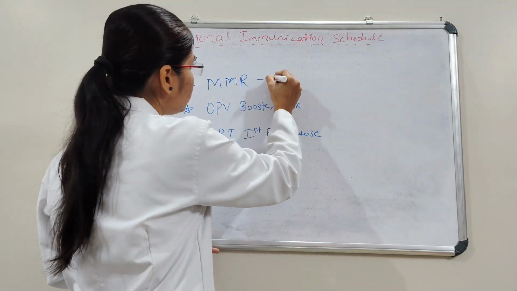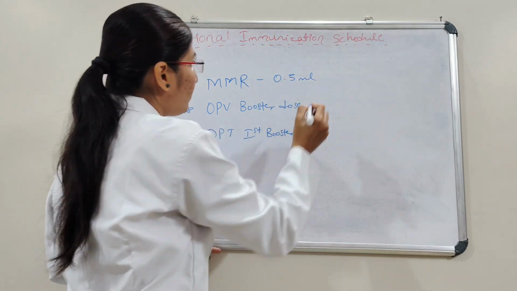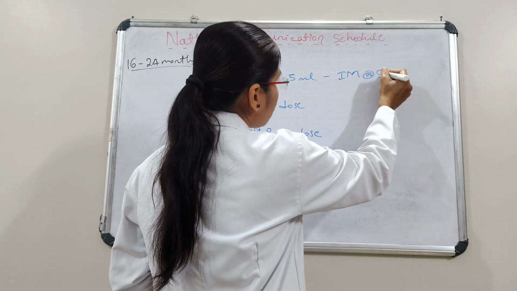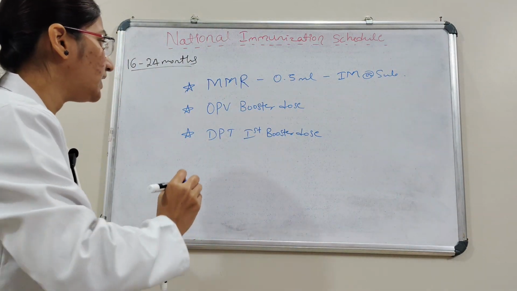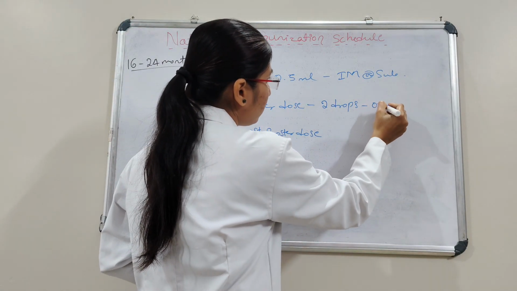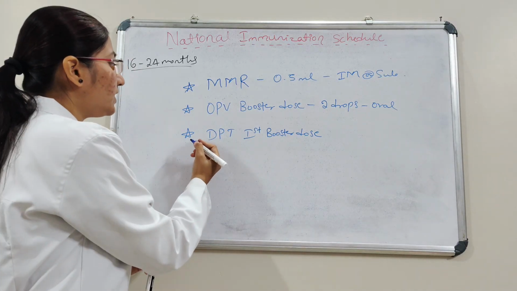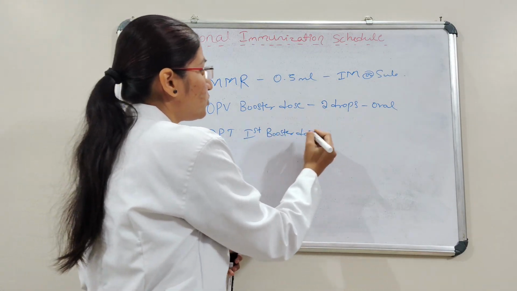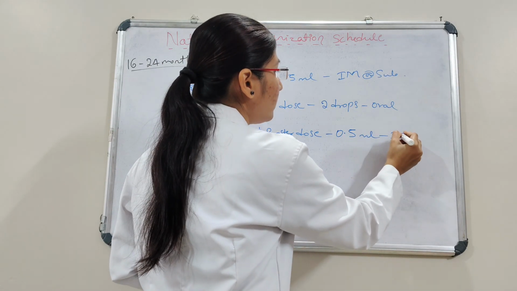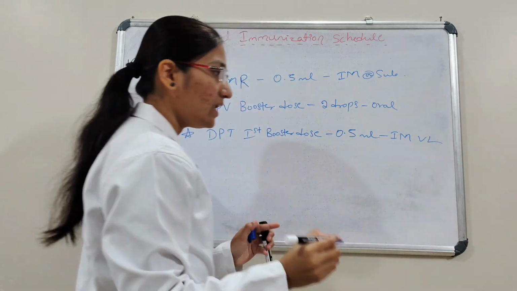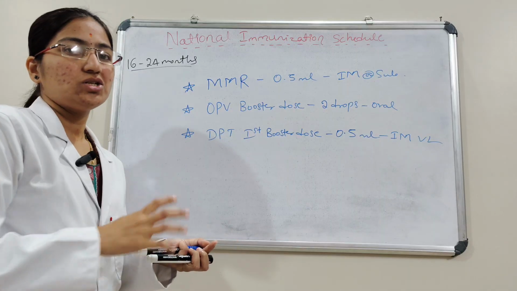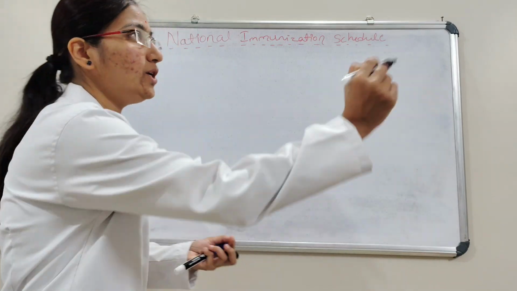Here MMR, that is 0.5 ml, has to be given through intramuscular or subcutaneously. And then OPV booster dose, 2 drops orally. And then diphtheria, pertussis, tetanus, DPT first booster dose, 0.5 ml, is given IM in the vastus lateralis muscle. These are the vaccines to be given at 16 to 24 months. Next we'll see 5 to 6 years.